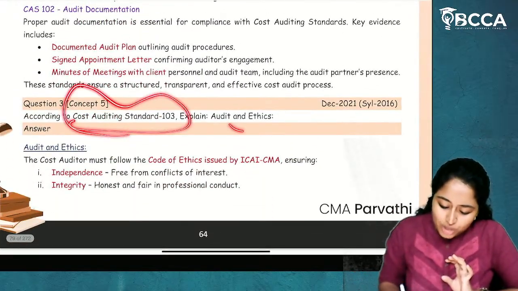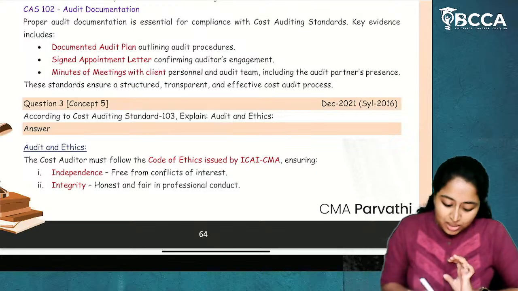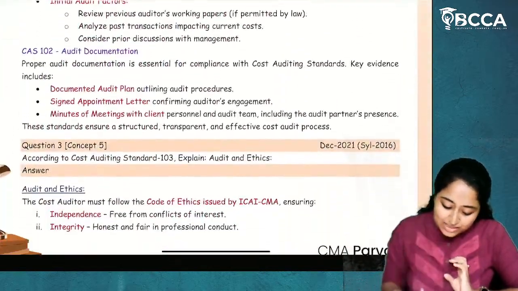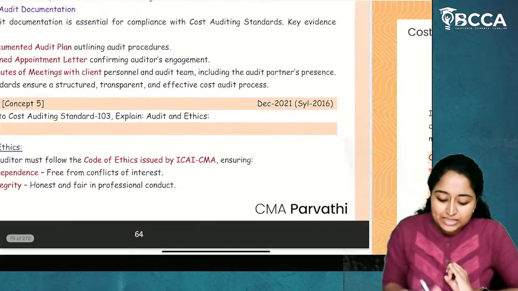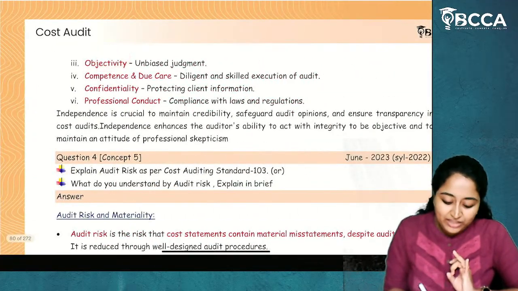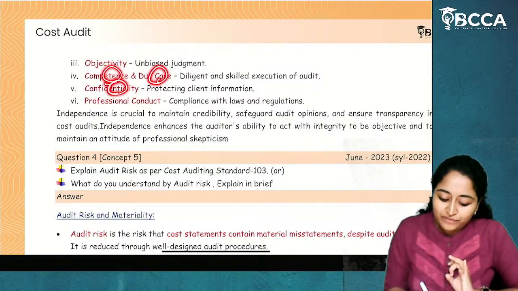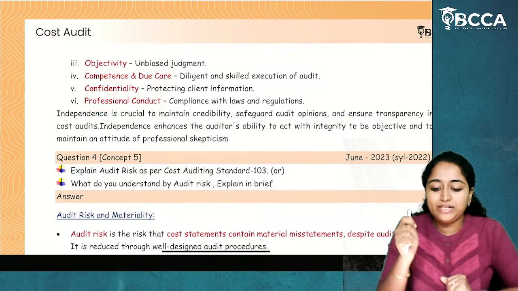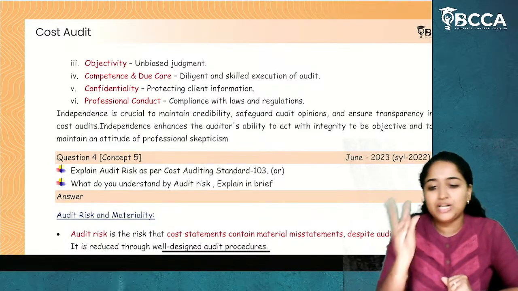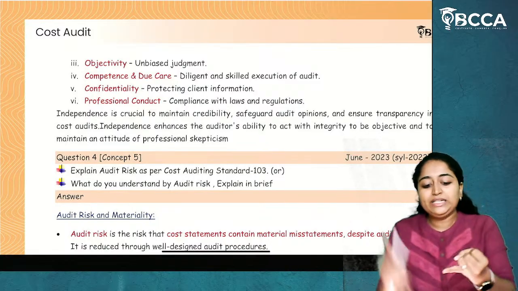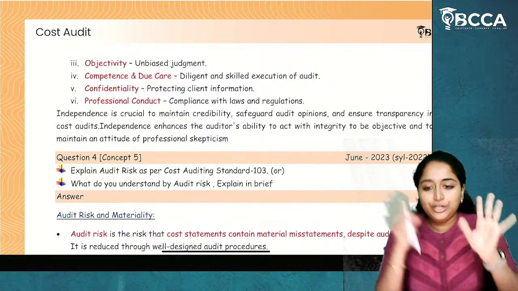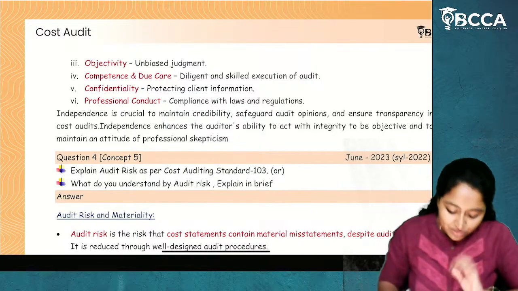And 103 talks about audit and ethics. What kind of audit and ethics are there? We have seen the professional ethics; the same points you'll write: independence, integrity, objectivity, competence and due care, confidentiality, professional conduct. Whenever you come across a question with the words professional ethics, write those points: integrity, competence, confidentiality, professional behavior and due diligence. Objectivity.